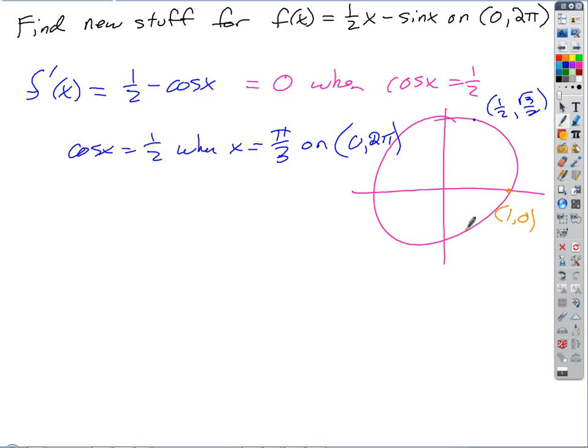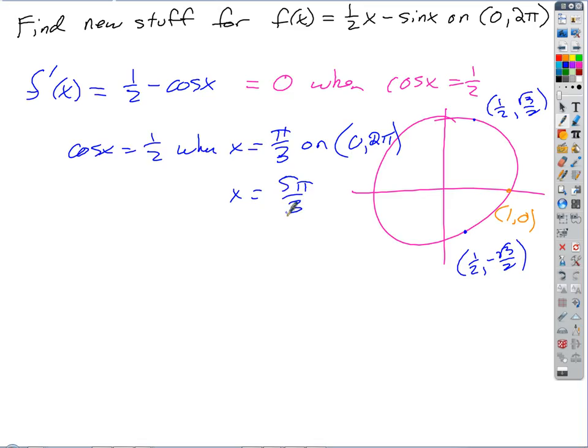And then if I reflect that down here, I'm going to get 1/2, negative square root of 3 over 2, right? So I got x equals pi thirds, and x equals, what's that going to be? 5 pi thirds, it's 2 pi minus pi thirds, right?